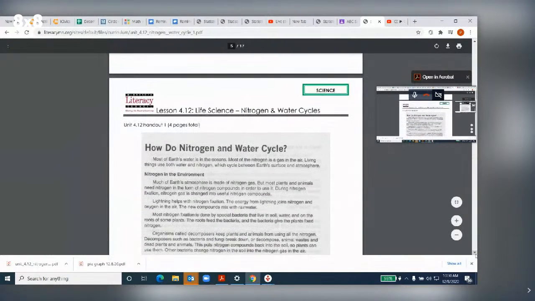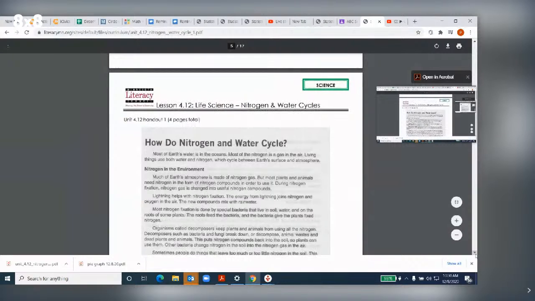Okay, it says most of the Earth's water is in the oceans. Most of the nitrogen is a gas in the air. Living things both use water and nitrogen, which cycle between the Earth's surface and the atmosphere. Then we have nitrogen in the environment.